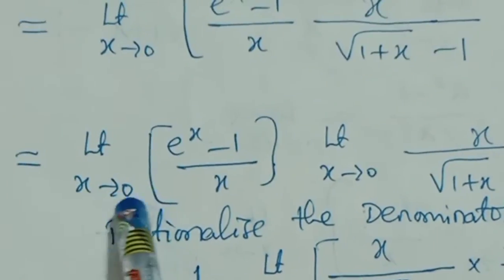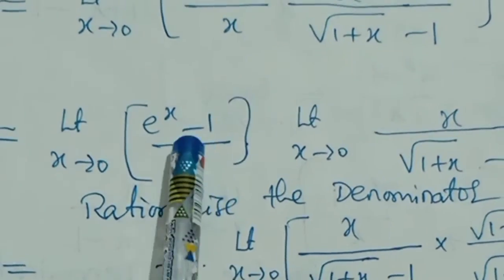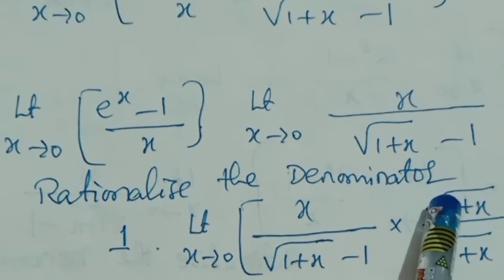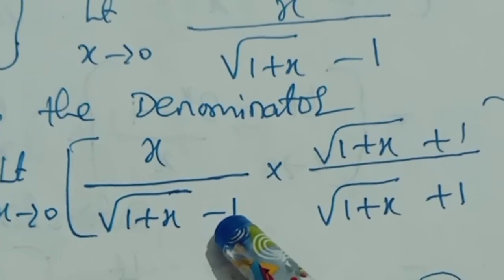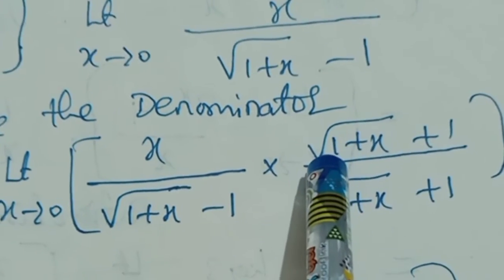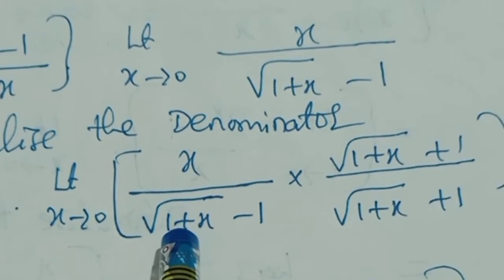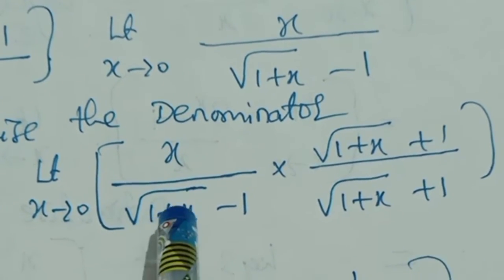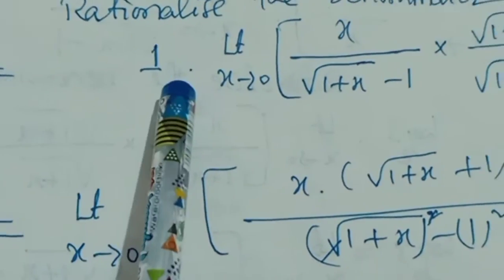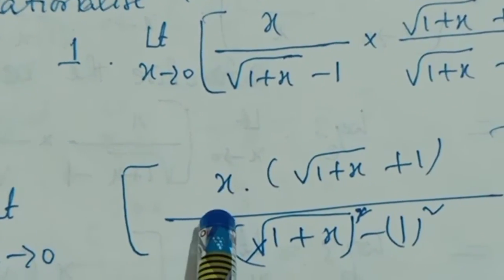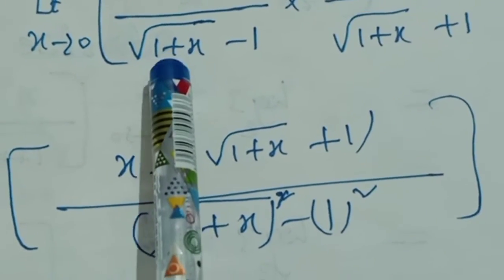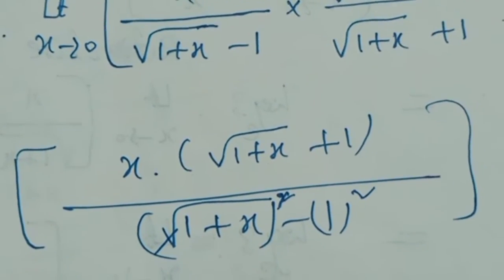Now by using one of the identities, the first limit will be 1, and here we rationalize the denominator, so multiplying and dividing with the conjugate value, that means the conjugate value is square root of 1 plus x plus 1. So here rationalizing the denominator, that means multiplying and dividing with this conjugate value. Then we write limit x tends to 0 of x into (square root of 1 plus x plus 1) by, here we use a plus b into a minus b gives a square minus b square.